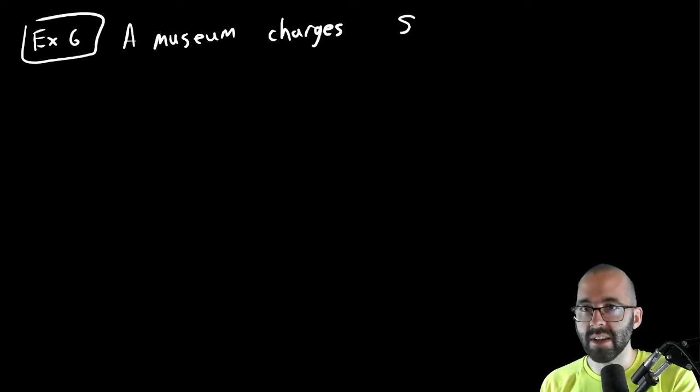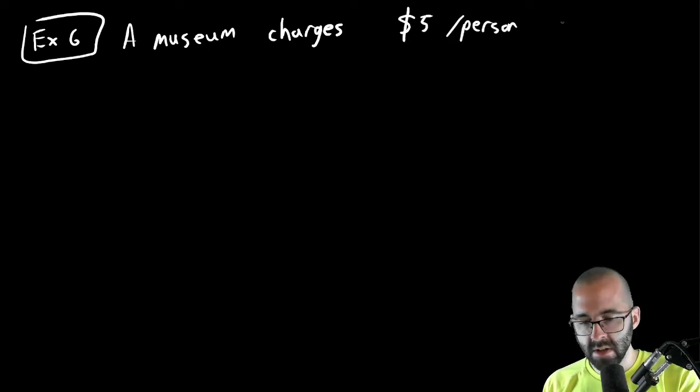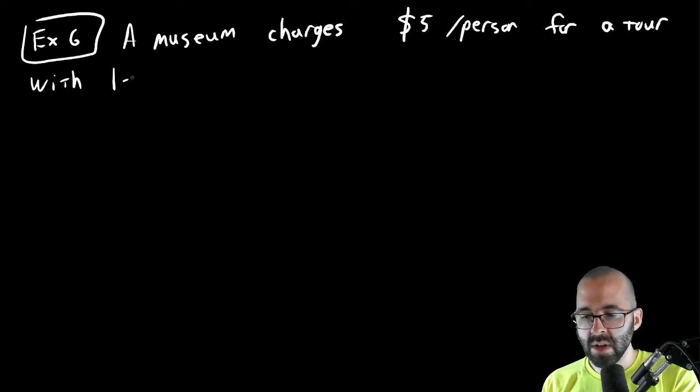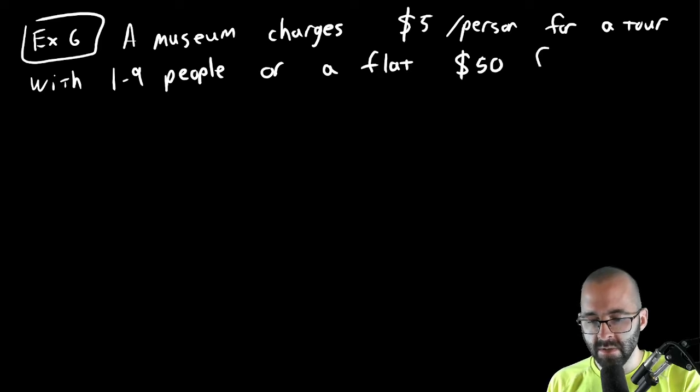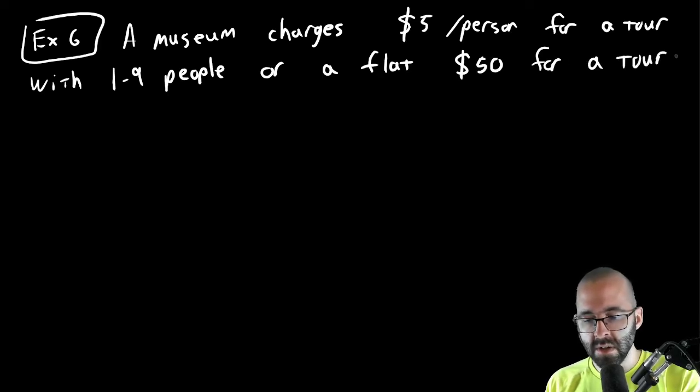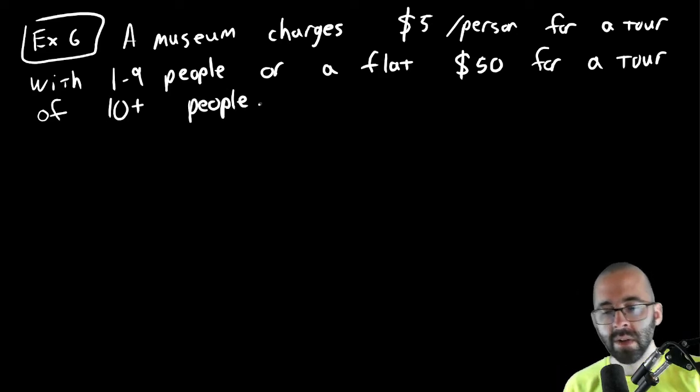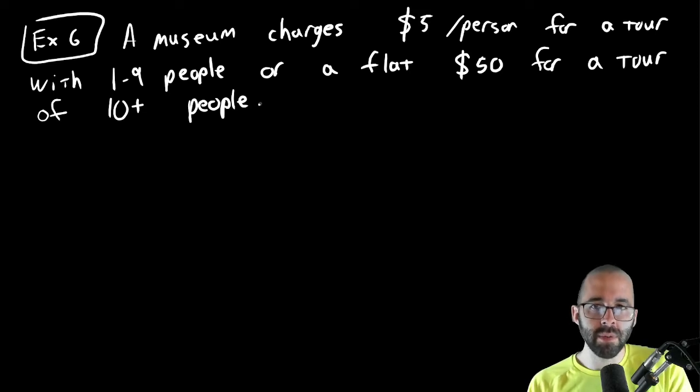A museum charges $5 per person. That's the worst dollar sign I've ever seen in my life. $5 per person for a tour with 1 to 9 people. Or they also charge a flat $50 fee for a tour of 10 or more people. Okay, so they'll charge per person if it's a small group, and then just give you a flat fee if you want a tour for a big group.